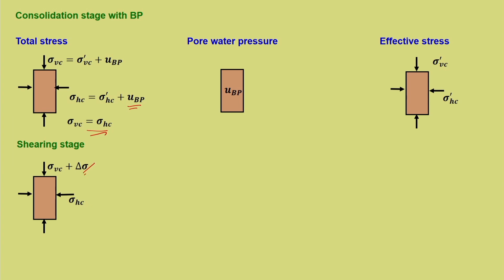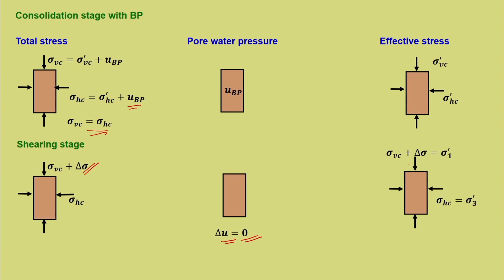Here the deviatoric stress or the axial stress is applied. Delta U is equal to 0, not considering back pressure, okay. It is only for the shearing stage or the loading stage. There is no development of pore pressure, because that is the condition which is important for this particular test. Hence, sigma Vc plus delta sigma is equal to delta sigma 1 dash and sigma 3 dash. So, it is the same. There is no pore pressure, so everything remains the same.